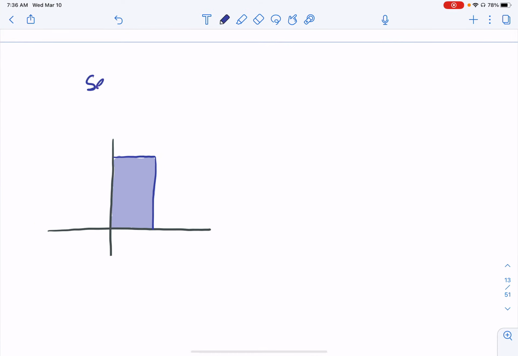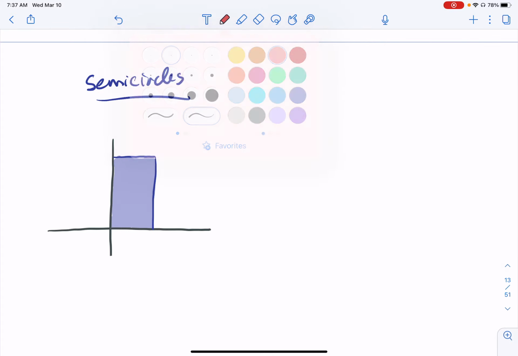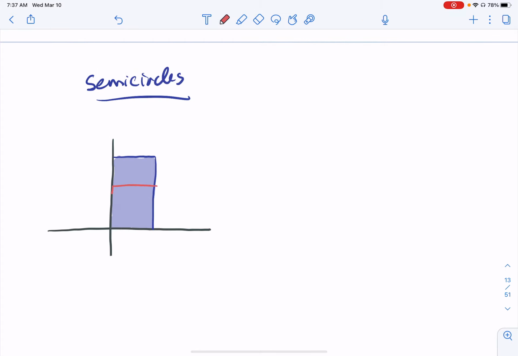Where's my paste? Did that not paste? Paste. There we go. All right, and this one's going to be semicircles. This is the one where I have the hardest time drawing the semicircular little pieces. Let's see how I do.